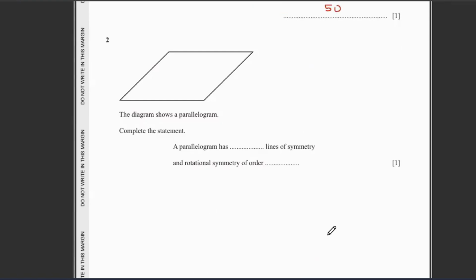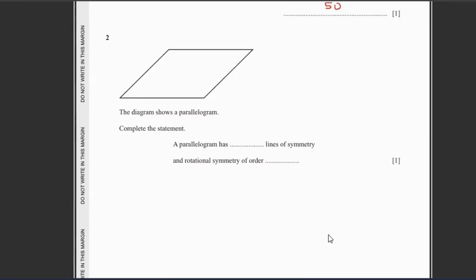Now the next question: the diagram shows a parallelogram and we have to complete the statement. A parallelogram has no lines of symmetry, 0 lines of symmetry, but the rotational symmetry of order 2.